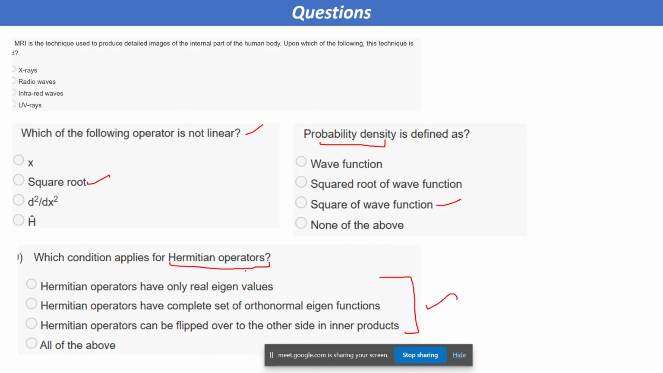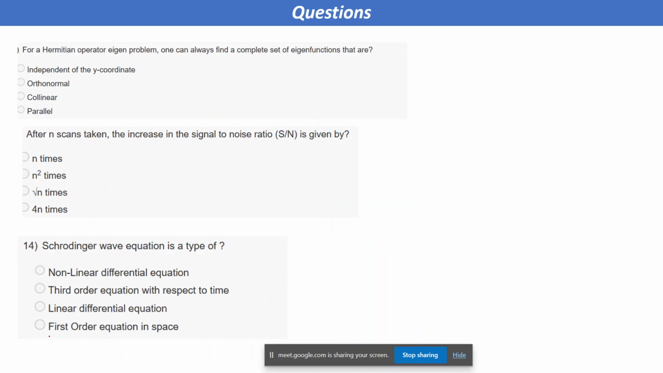Just remember that a Hermitian operator is a linear operator. It has real eigenvalues. It has a complete set of orthonormal eigenfunctions, and all Hermitian operators can be flipped over to the other side in the inner product. So the answer will be all of the above. Now next question. For a Hermitian operator eigenvalue, one can always find a complete set of eigenfunctions that are, like we only just discussed, orthonormal. Correct.